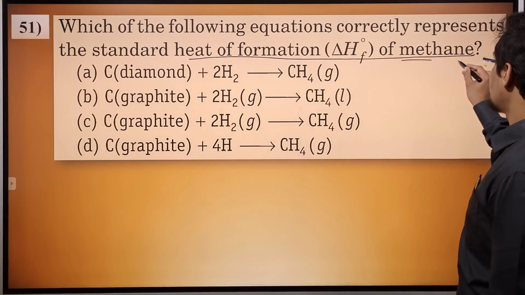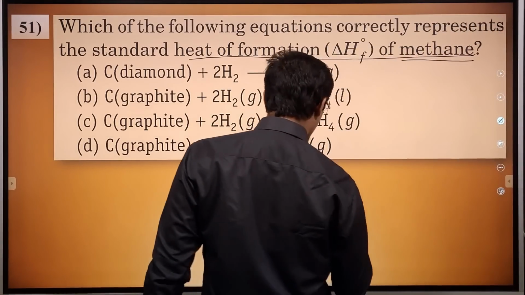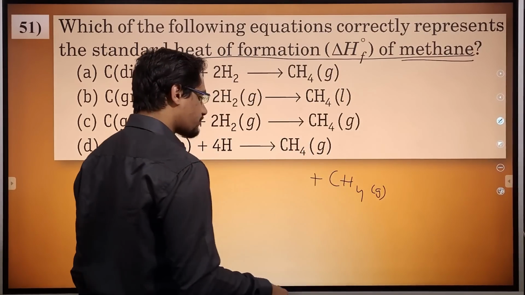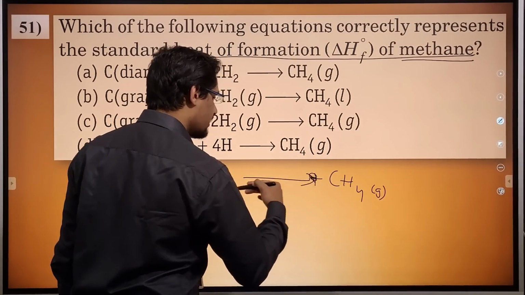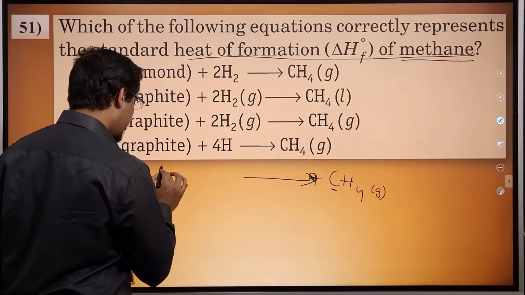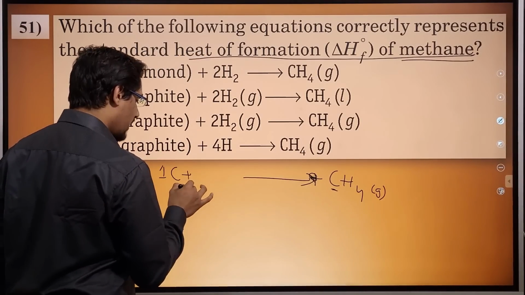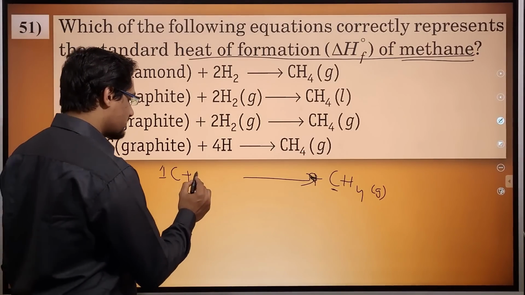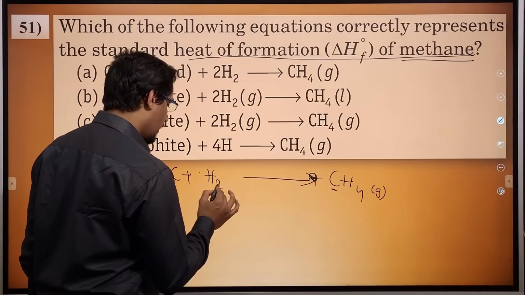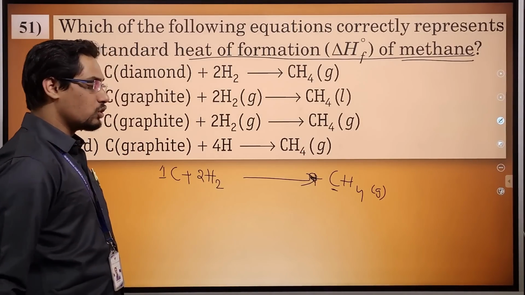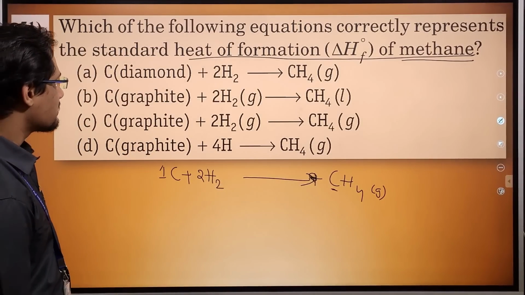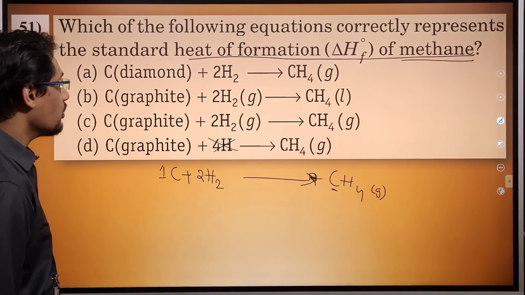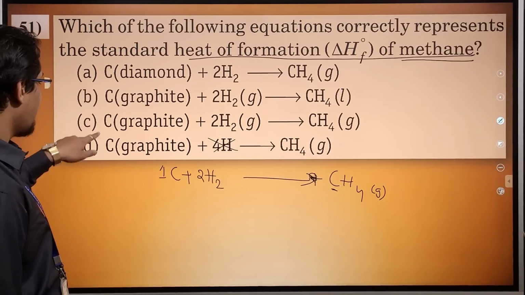For 1 mole of methane, the formula must be CH4 gas. Correct? To form this, I need 1 carbon plus 4 hydrogen, but hydrogen will not exist as H, it exists as H2. So 4 hydrogen means 2H2. Now the question is, so this option I can eliminate. This option I can remove. Now I have all of them, I have carbon.